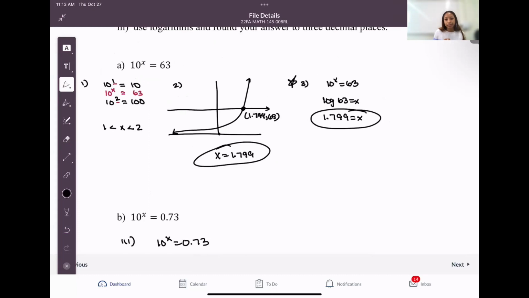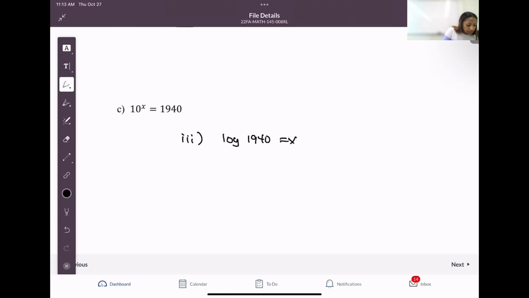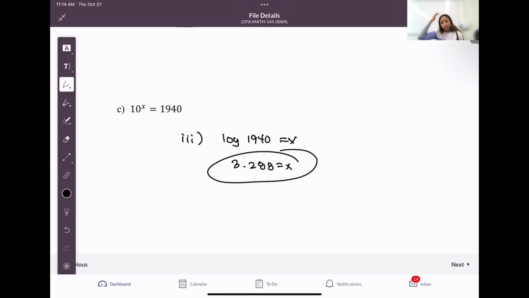All right, last one, before we stop for our quiz, 10 to the x power equals 1,940. If we convert this to logarithmic form, we get log of 1,940 equals x. And using our calculators, log of 1,940 is 3.288. So that's our solution. Now we can see that having these logarithms and this log button on our calculator makes it really easy to solve these exponential equations without having to graph and find the intersection.